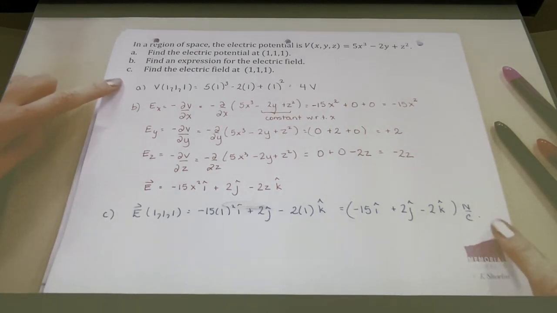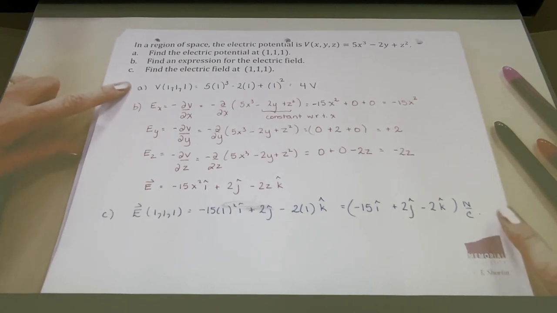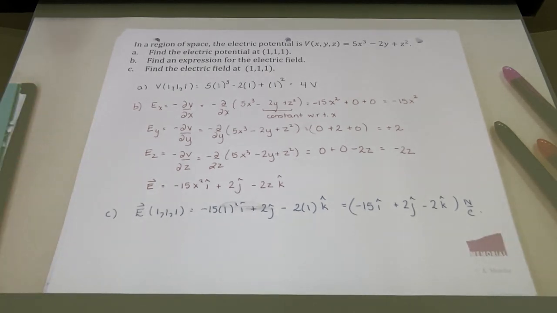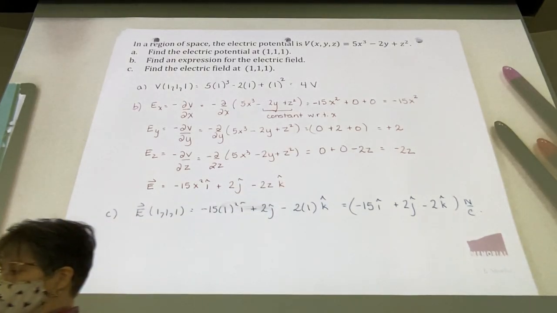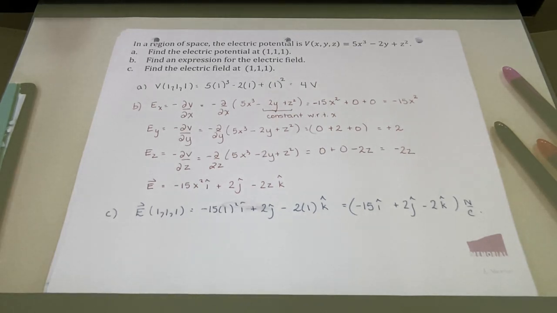Okay, so one of the big deals here is that your potential is a scalar and your electric field is a vector. Okay, questions? Still good? So let's move on to the next little bit.